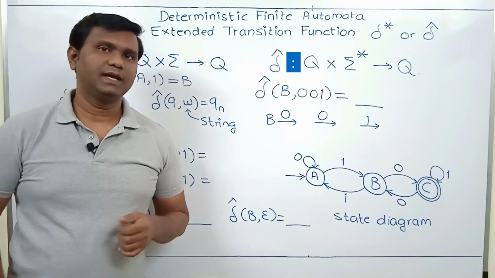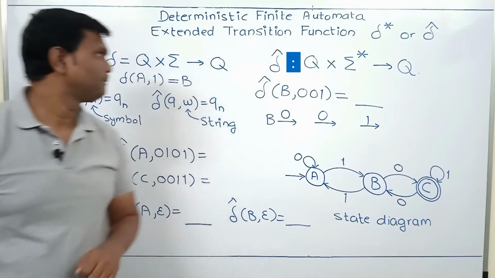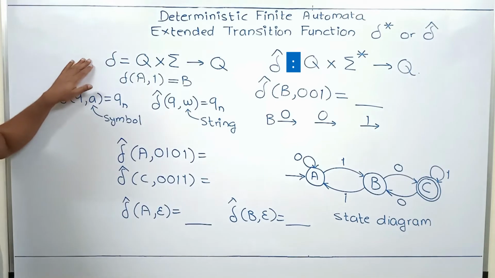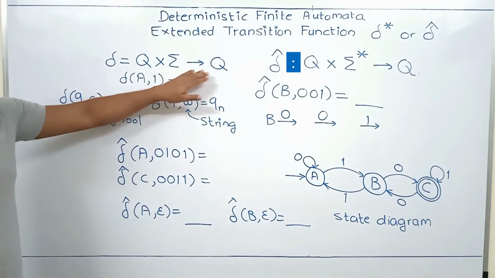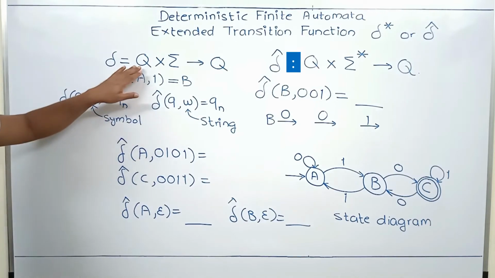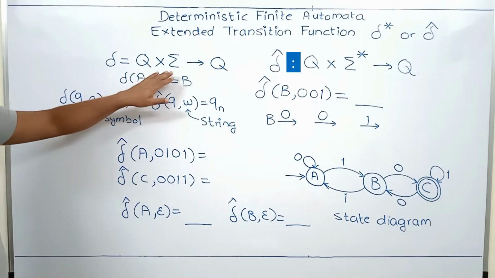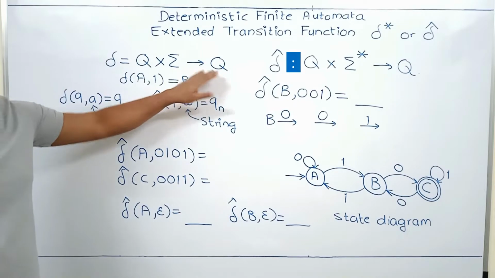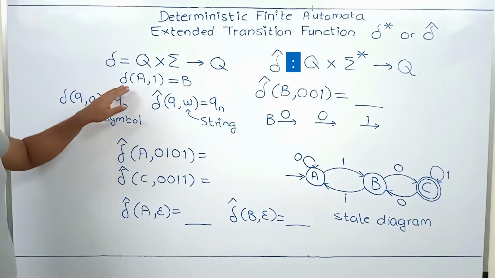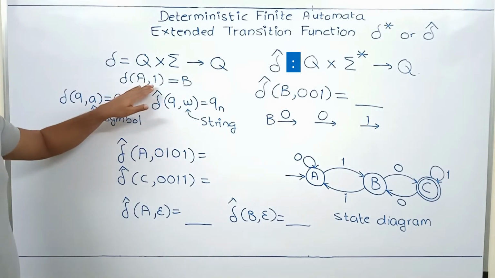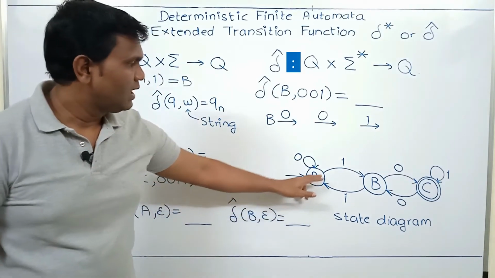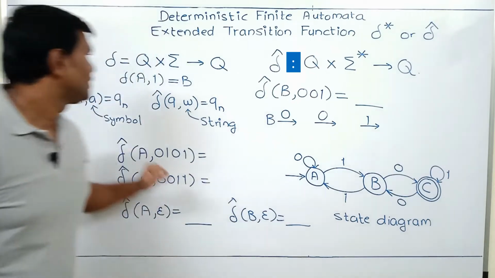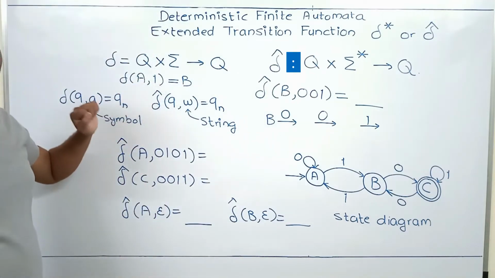Now let's understand extended transition function. In simple transition function, delta is Q cross sigma goes to Q. The DFA is in some state, it reads a symbol and it goes to next state. For example, delta(A, 1) = B. Transition from A on 1 goes to B. So here we process only a symbol.